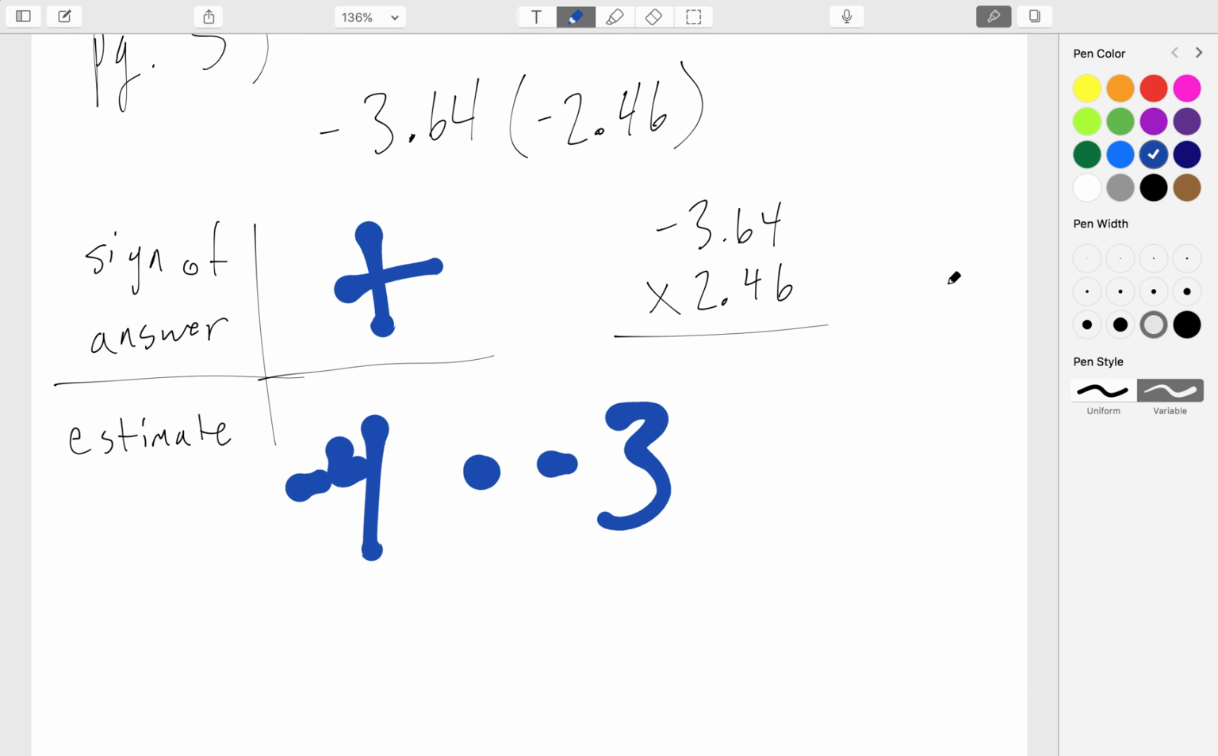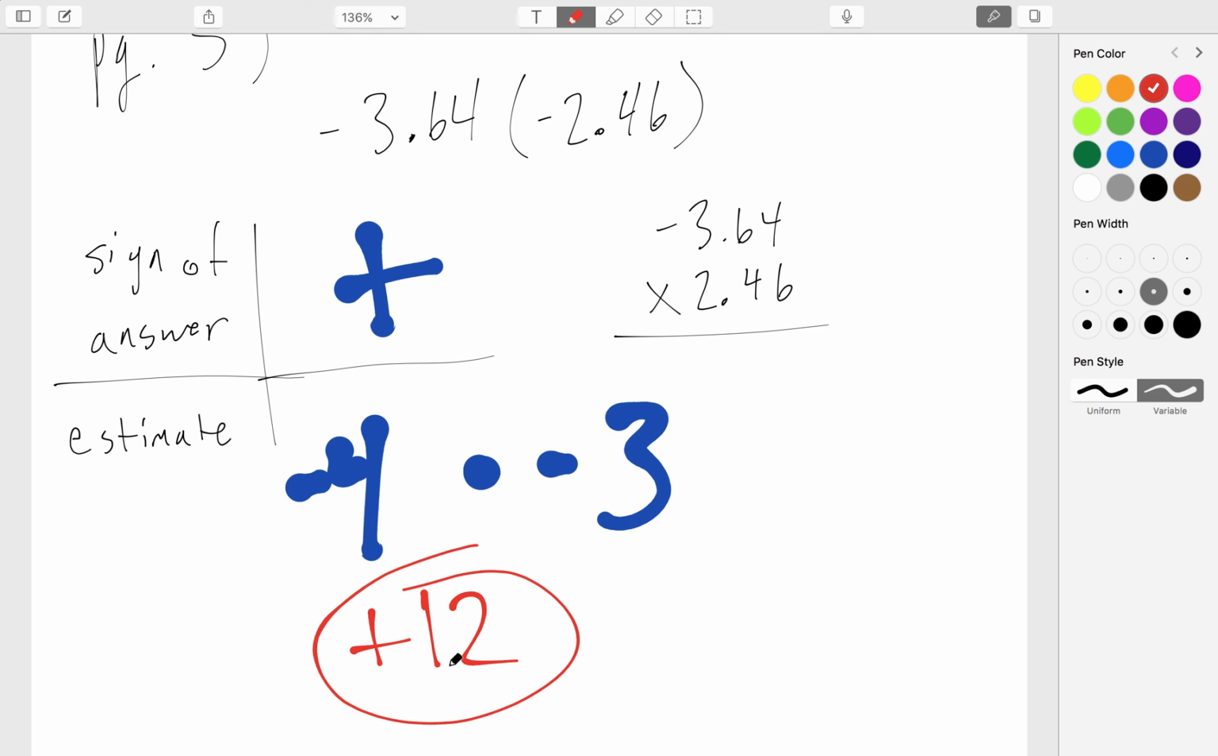What is a negative times a negative? So it is a positive. Positive what? Positive 12, right? So we're looking for something around positive 12. Now, oh, I didn't write the negative here for this one, so let's put negative, negative. So we know that this is going to be a positive answer for sure.